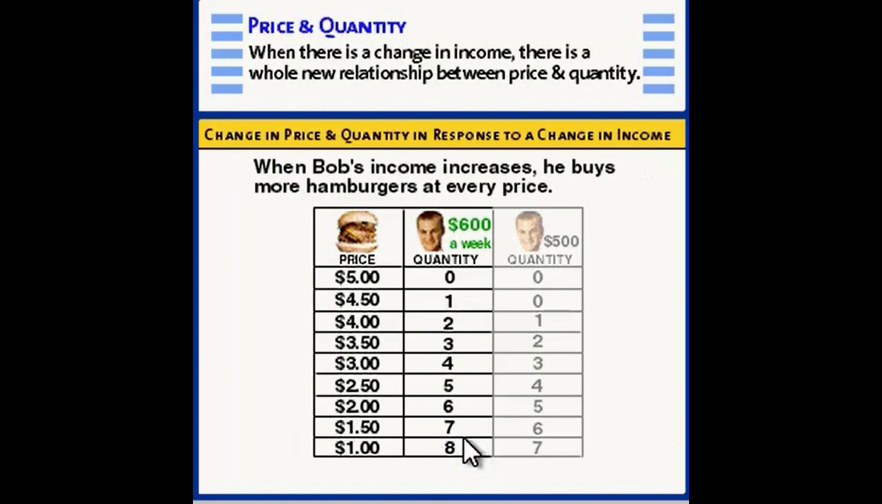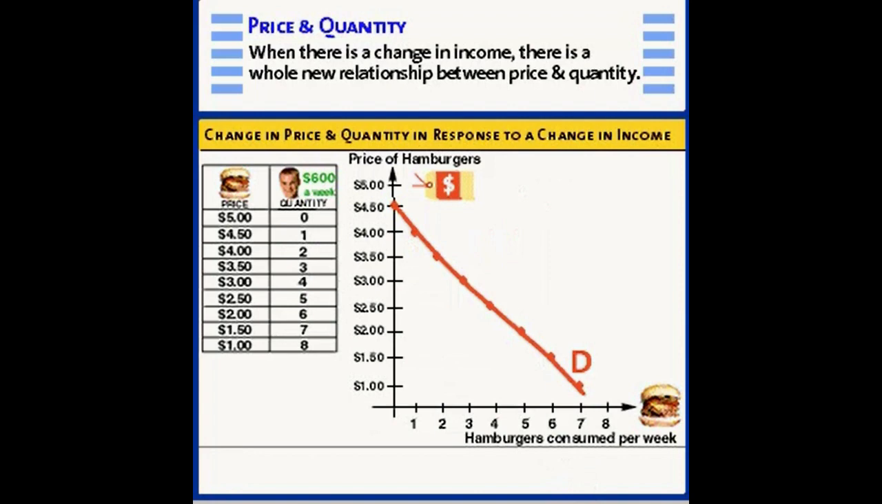Let's now represent this new set of data in the graph that we originally drew. I'll go back now to my two-dimensional diagram with the quantity of hamburgers on the horizontal axis and the price at which hamburgers are selling on the vertical axis. Let's look at this new relationship between price and quantity, the numbers that are now in the table beside me. Let me take my pen and chart these numbers. We can see that now at a price of $5, Bob buys no hamburgers. So the intercept, that is the lowest price at which Bob buys zero hamburgers, has moved up to $5.